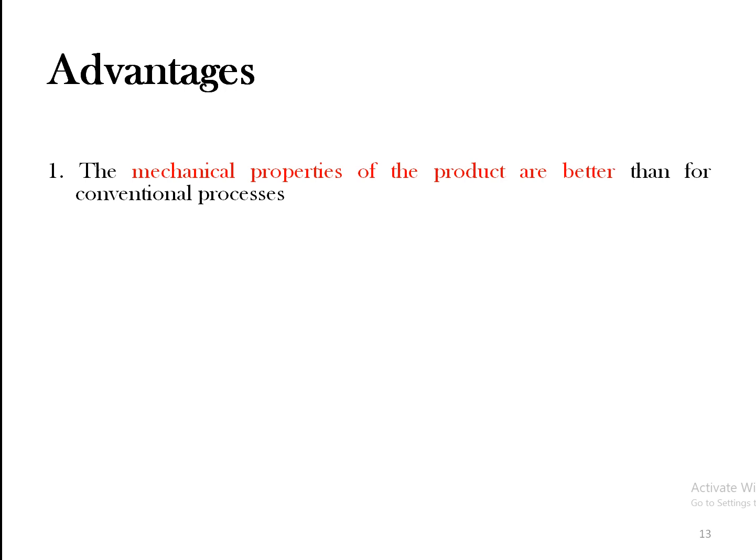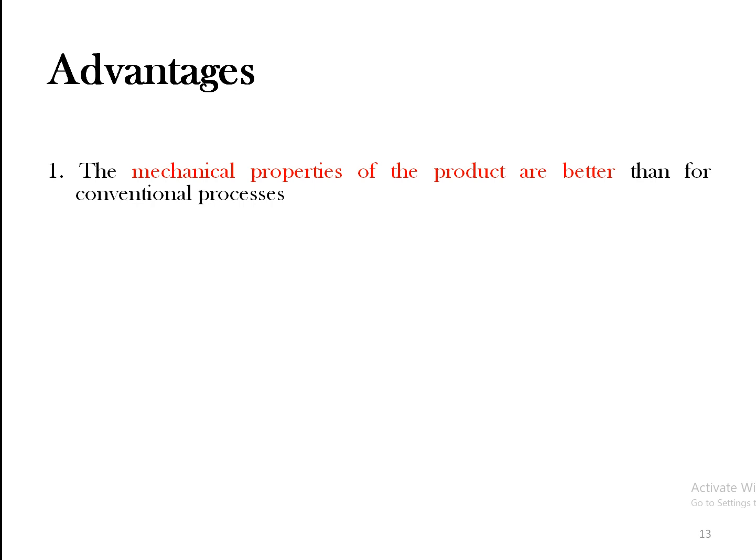So the basic advantage of this HERF process is that, as we said, this method was developed to enhance the mechanical properties of the materials. So the mechanical property of the product is better. On implementing this HERF process, you will get better mechanical properties, or a better product can be made using better metals or metal alloys.